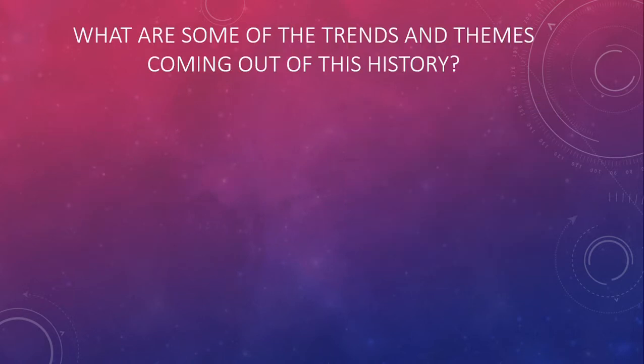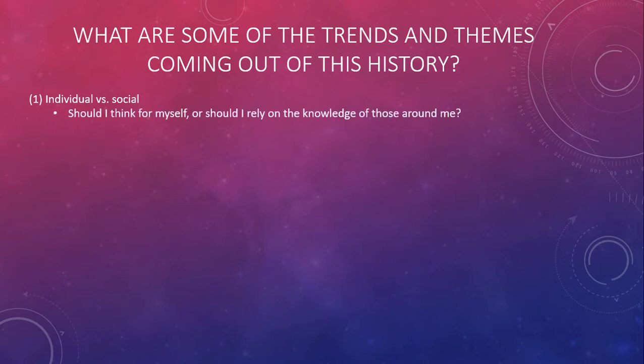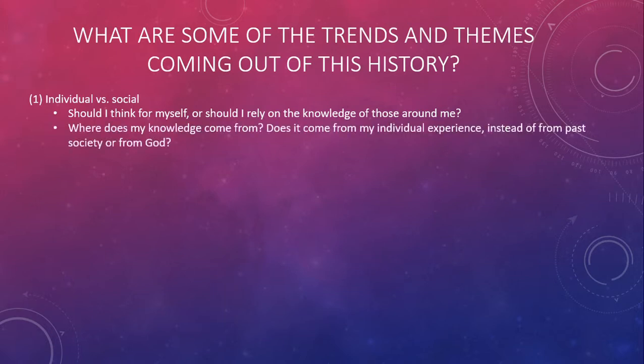Now, what are some of the trends and themes that come out of this history? I think we can actually boil down the events of the period to a few major trends and themes. The first is the individual versus the social. During this period, people were really wondering about some incredibly important questions. They asked themselves questions like, should I think for myself, or should I rely on the knowledge of those around me? They also asked themselves, where does my knowledge come from? Does it come from my individual experience instead of from past society or from God?